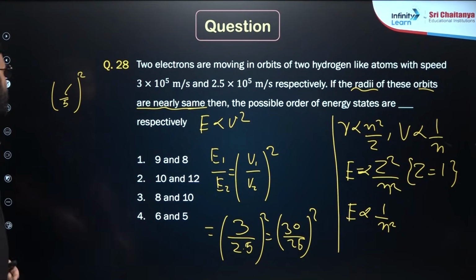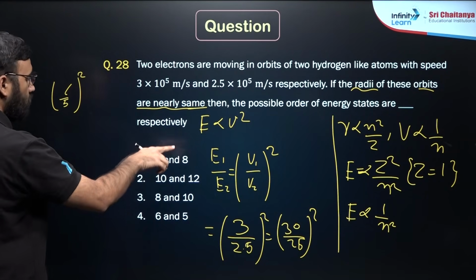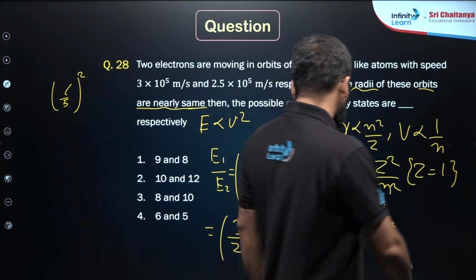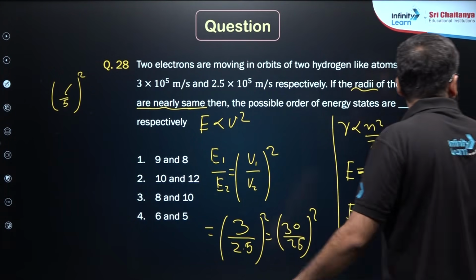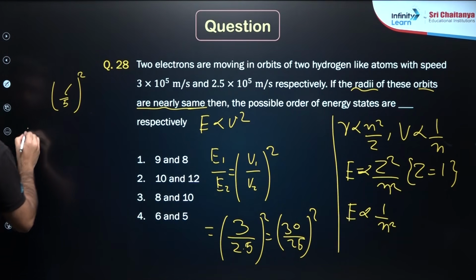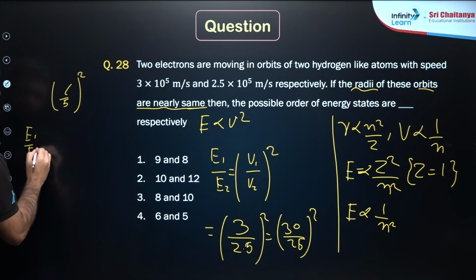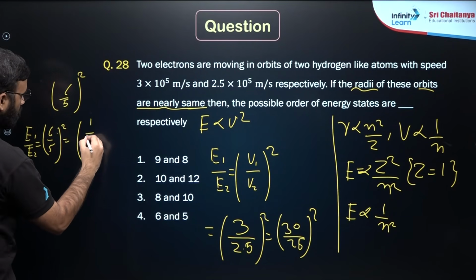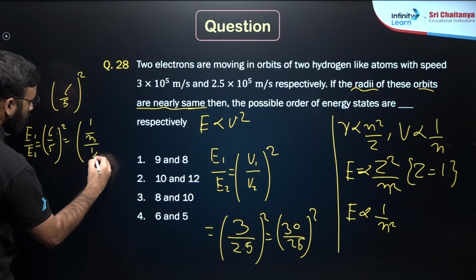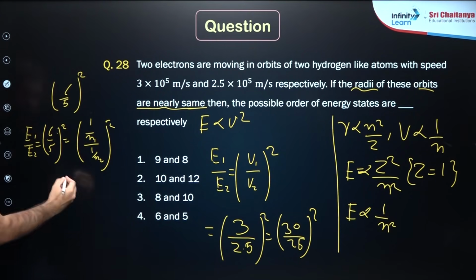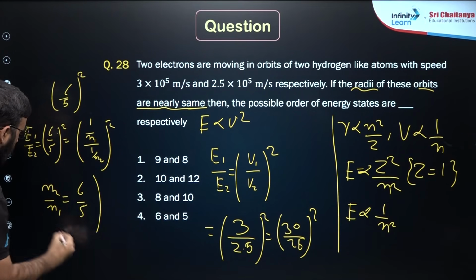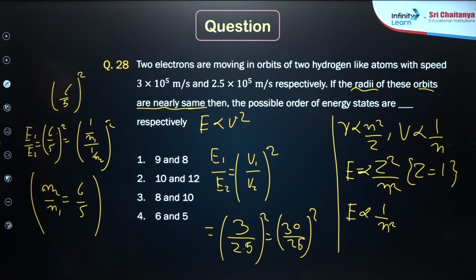So they ask what is the energy order here. Energy is inversely proportional to this one. Energy is 1 upon n square. You can easily see here, 1 upon n square. So E1 by E2 equals n2 by n1 equals 6 by 5. So the order of my energy is 6 and 5. Which option? Option 4 is your correct answer beta here.